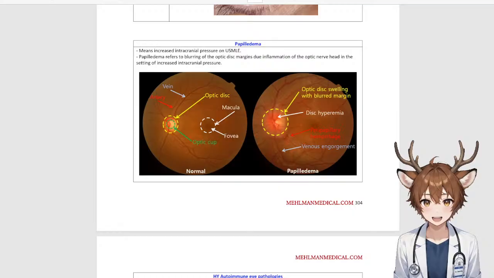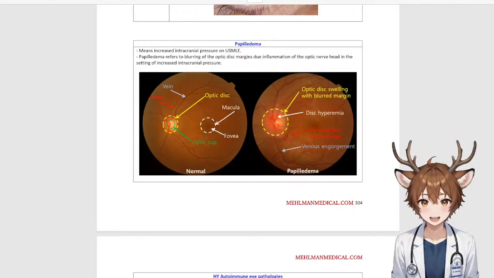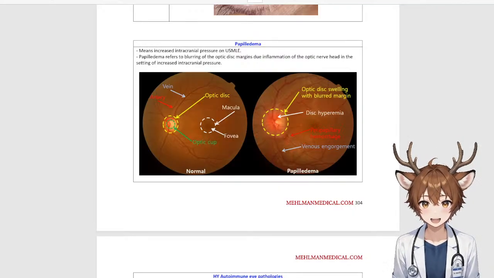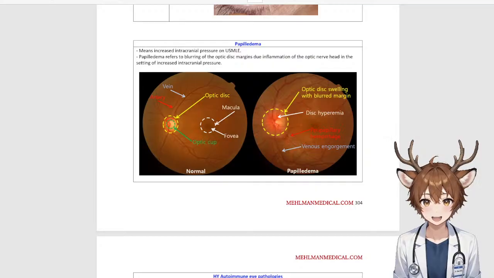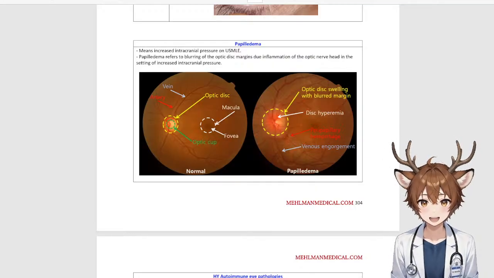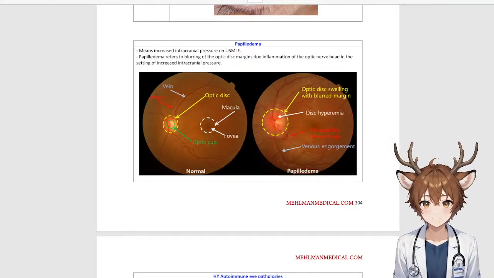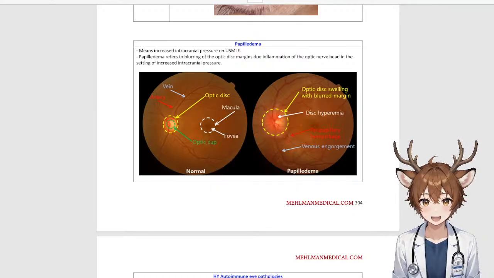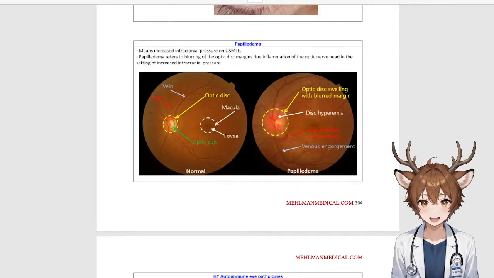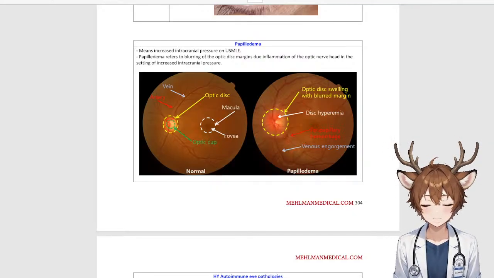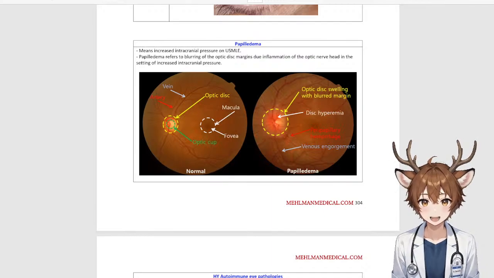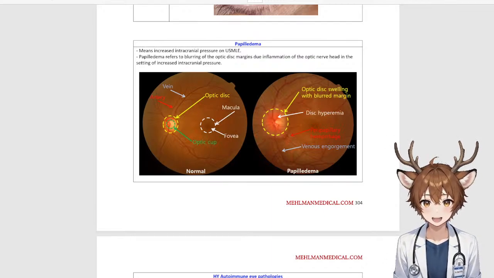Papilledema means increased intracranial pressure on USMLE. Papilledema refers to blurring of the optic disc margins due to inflammation of the optic nerve head in the setting of increased intracranial pressure. So you have an artery, a vein, optic cup, optic disc, macula, fovea. Optic disc swelling with blurred margin, disc hyperemia, peripapillary hemorrhage, venous engorgement.